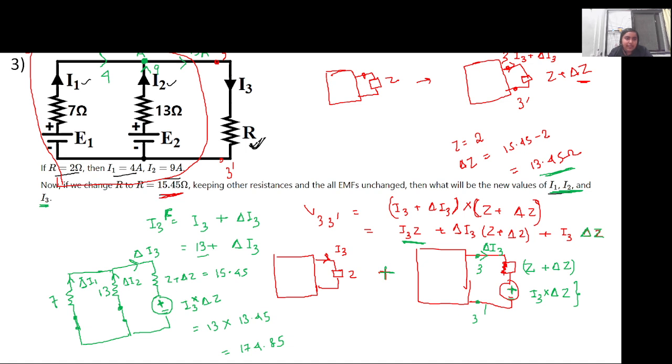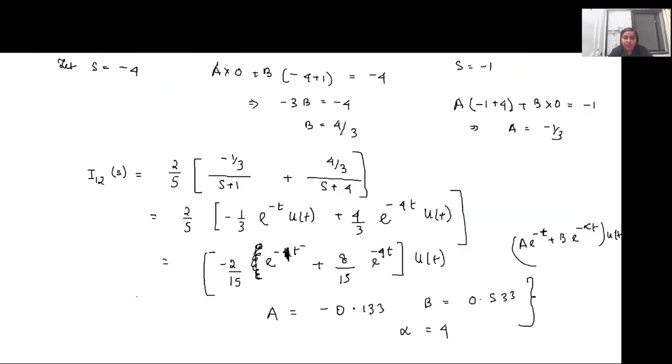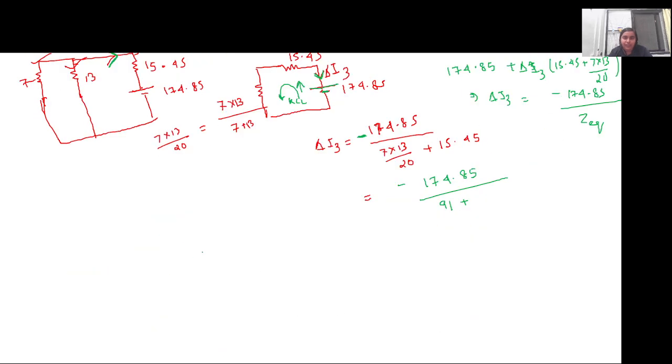So this del I3 I can either take in this direction or in the reverse direction. If I had taken del I3 in the reverse direction, then this equation here would have a negative sign, so this would have been positive.